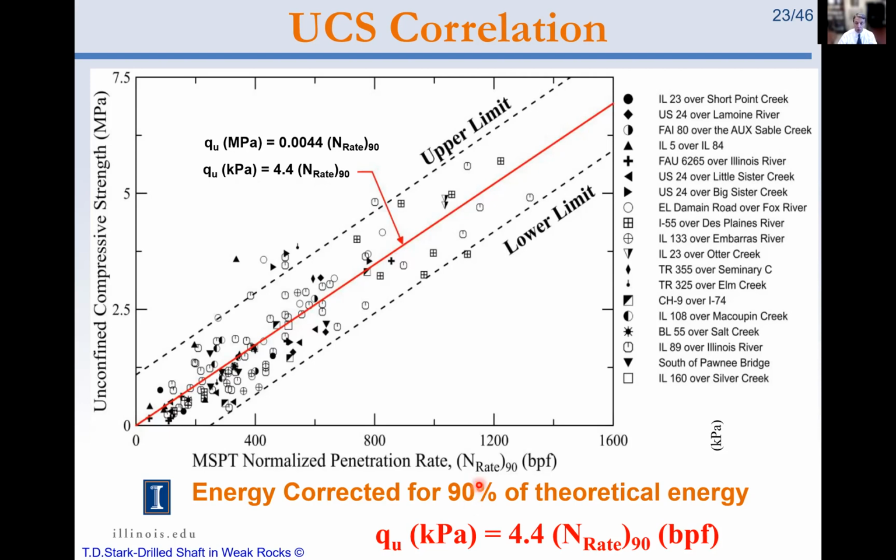So the correlation is set up for 90% energy. If your drill rig is imposing 60%, you need to use the energy correction and bring it up to 90% to use the chart. Okay, so that's the correlation.